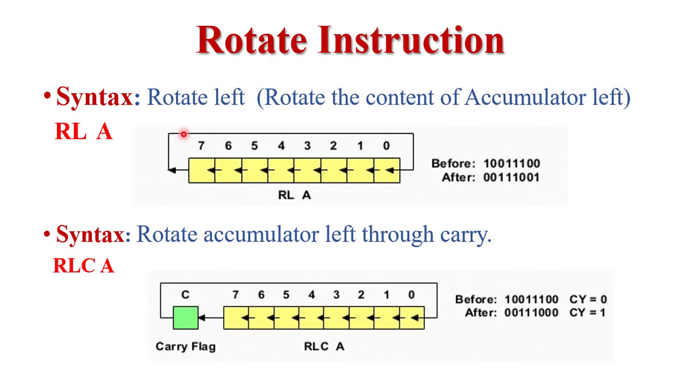Next is the rotate instruction. The rotate instruction rotates the content of the accumulator register. So here 4 different types of rotation will be performed. First is the rotate left instruction. This rotate left instruction rotates the content of the accumulator register left. So this is the syntax of the rotate left instruction.